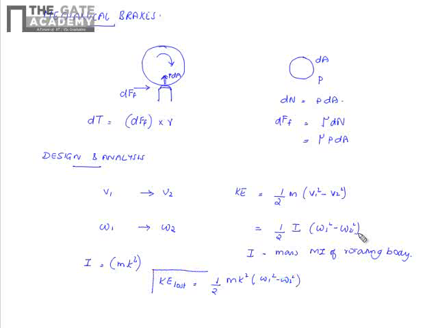This is the kinetic energy lost for a rotating body when the angular velocity comes down from omega 1 to omega 2. And usually in braking action, this amount of energy which is lost is converted into heat, which results in a temperature rise of the body.